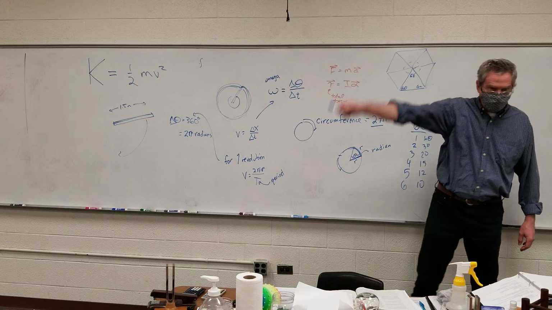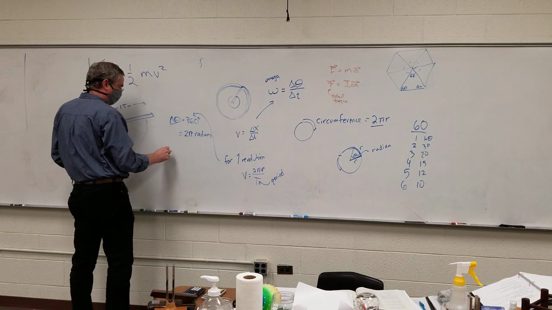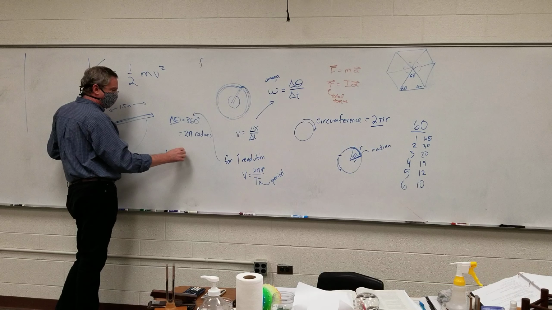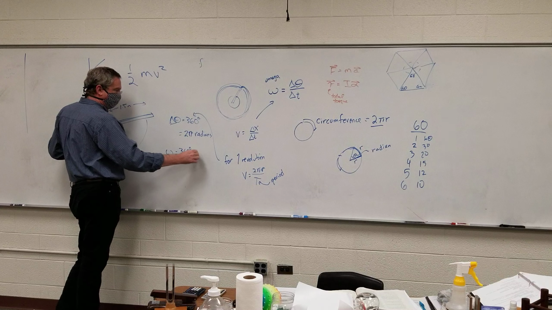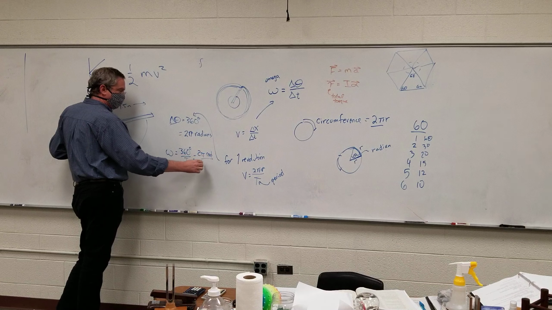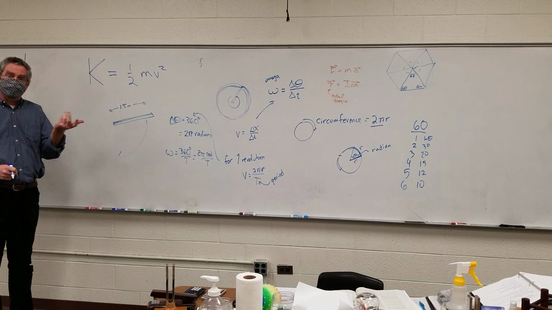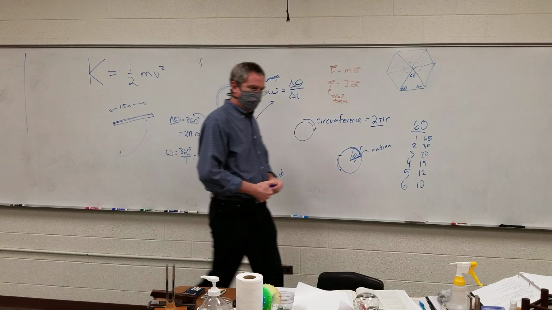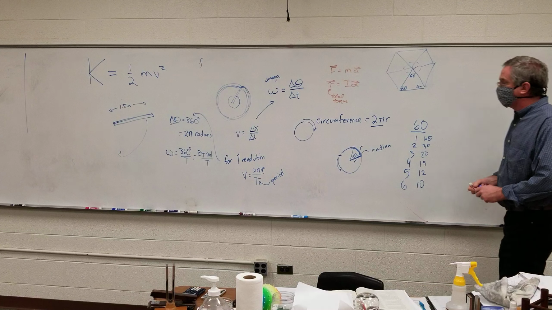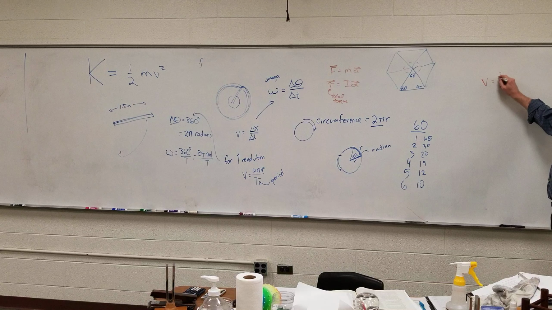So for something traveling around in a circle, its angular speed could be 360 degrees divided by the period, or 2 pi radians divided by the period. And 2 pi happens to be convenient right now. Oh, I guess I got some space right here. Because my speed is 2 pi times the radius divided by the period, which is 2 pi divided by the period times the radius. That is just the angular speed. So we have a relationship here between speed and angular speed.